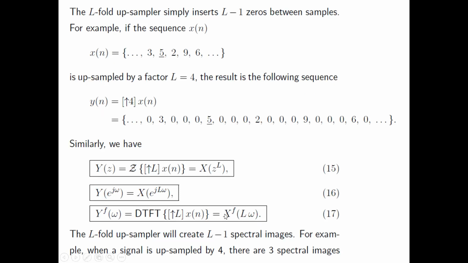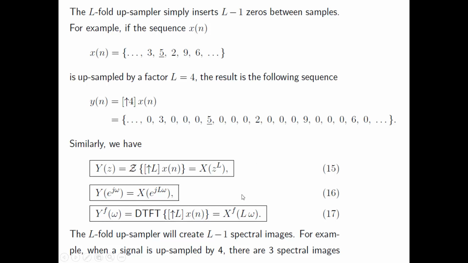We can also represent the Fourier transform Y(ω) as X(Lω) in general. This equation shows that the L-fold upsampler will create capital L minus 1 spectral images, right? For example, when a signal is upsampled by 4, there will be 3 spectral images. We will discuss the details in my next lecture, and we will see graphically how these images are created, and how you will low pass filter to create an interpolator.